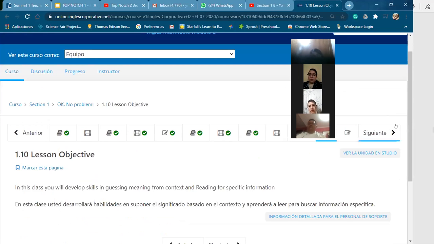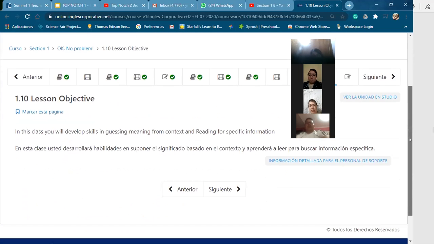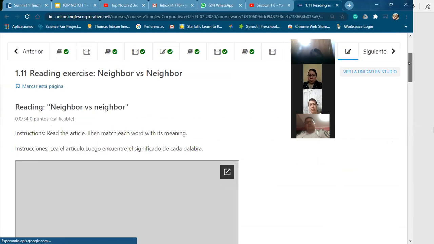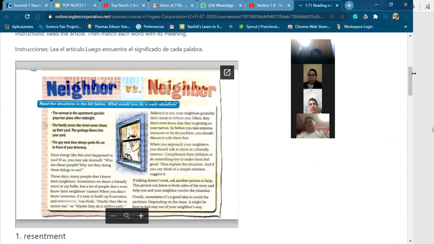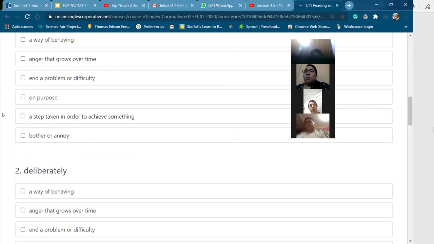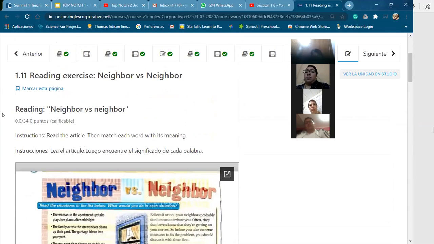Okay, you'll be guessing the meaning from context and reading for specific information. We are not gonna do that. Let's see this reading. If we have time. Yeah, we have time. So let's do something. Guys, go to this section and we're gonna read out loud, okay? We're not gonna do this exercise yet. Just read. If you finish and I haven't closed the breakout rooms yet, you can go and do the exercise. So everybody go to your platform on exercise 1.11, okay?